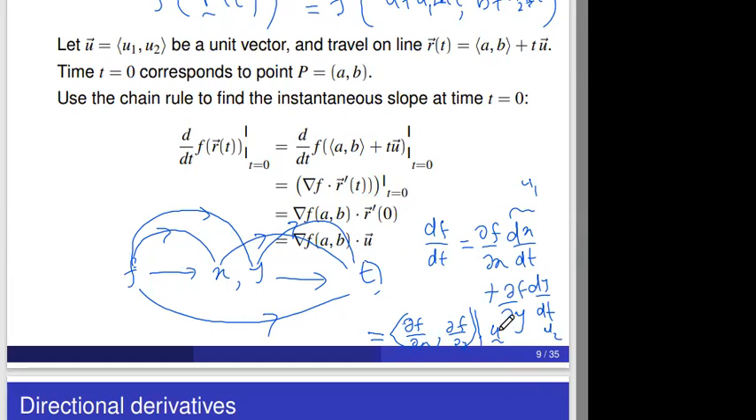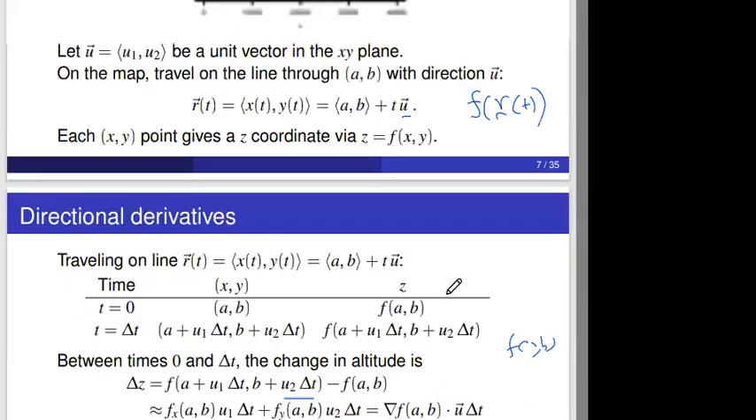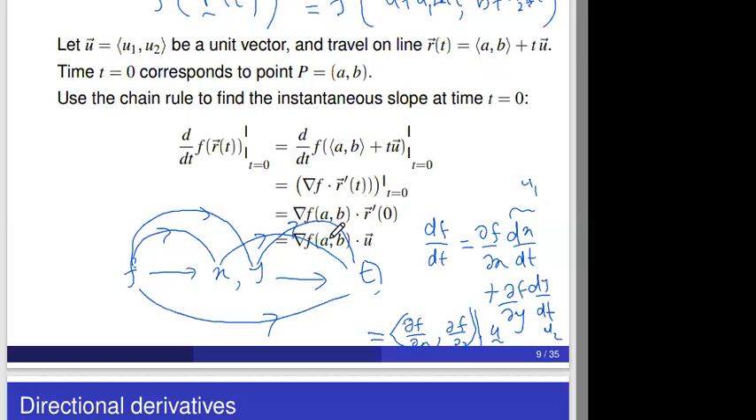Okay, this is evaluated at 0, and you get u. The direction is u. So that's why you get that point. Evaluated at 0 means when you substitute 0 into here, you get p. This is your point p, a comma b. So it is the gradient of f evaluated at point p dotted with vector u.